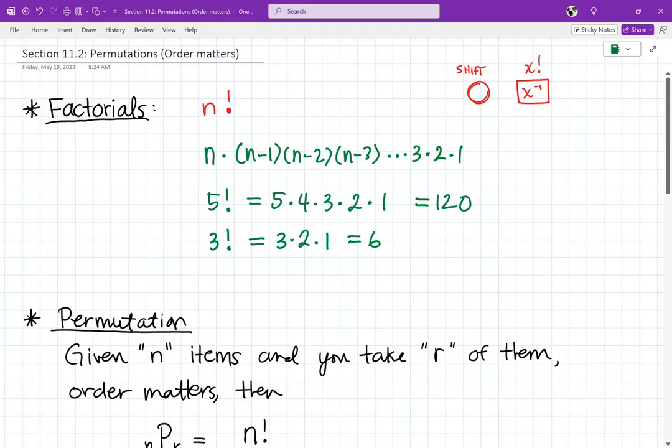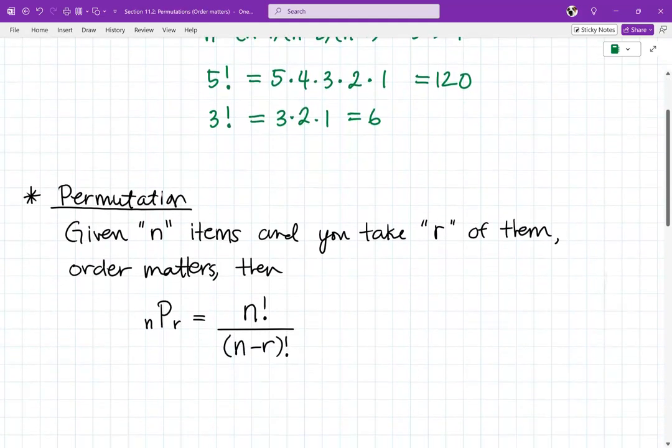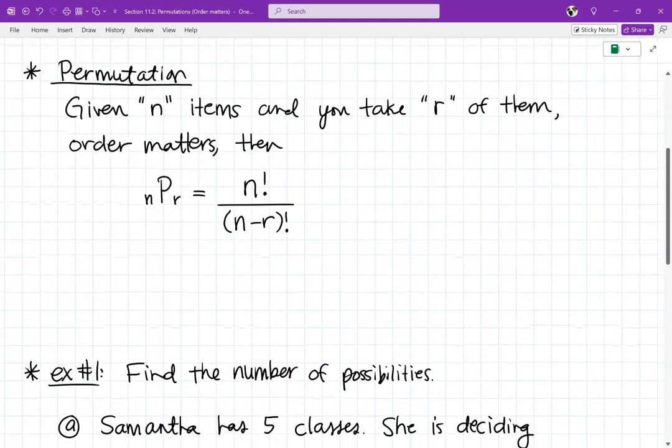Now, permutations is how we're going to do these problems. A permutation says: given n items and you take r of them, and order matters, then nPr, that's the way you're going to write it. So n permute r is equal to n factorial over n minus r factorial.